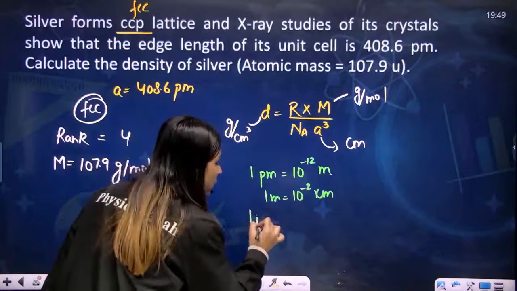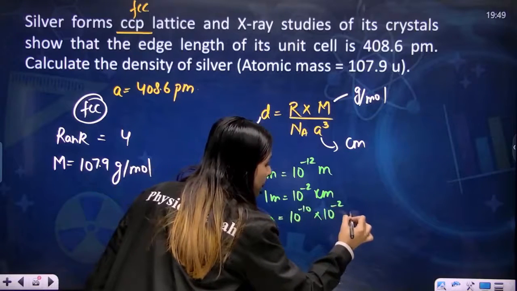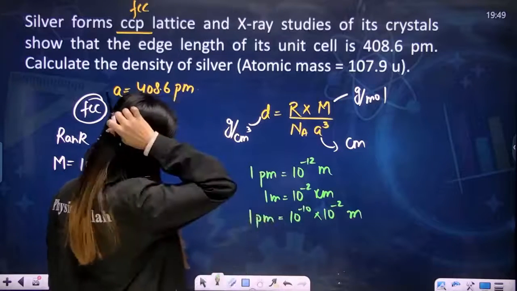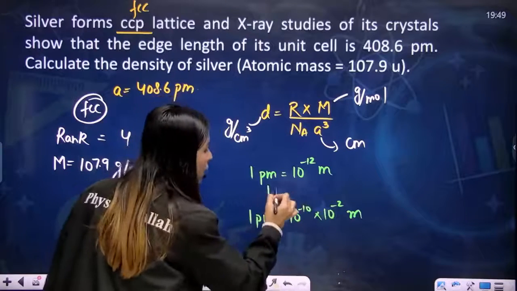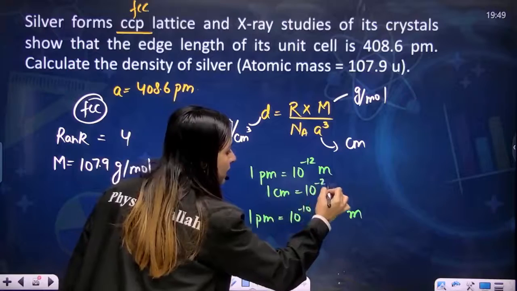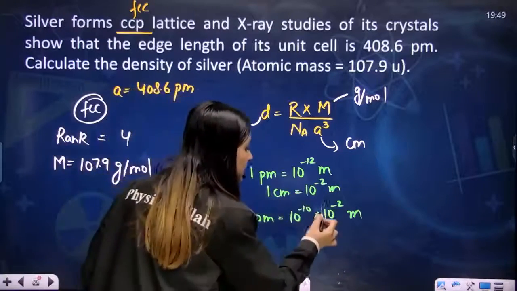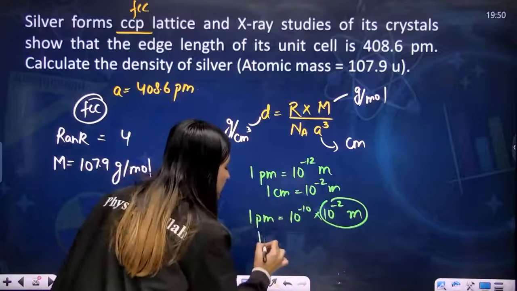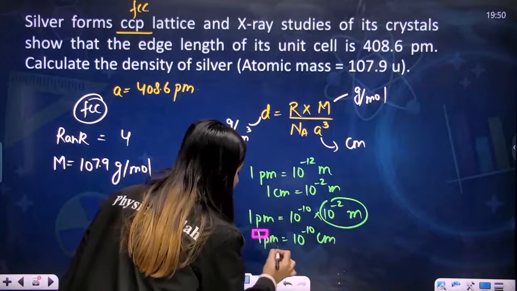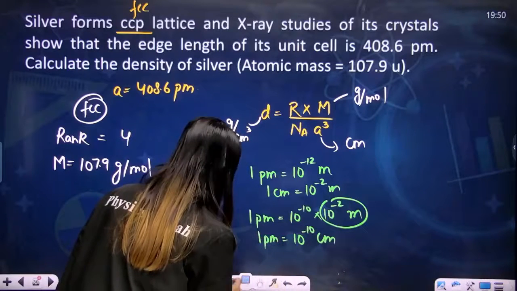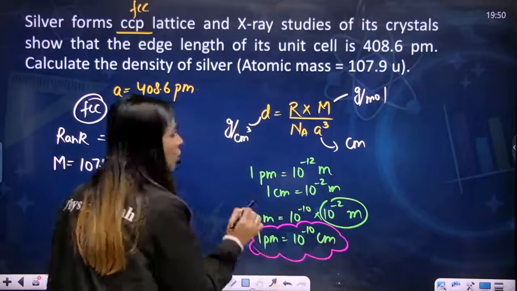So I can write 1 picometer as 10 raised to the power minus 10 into 10 raised to the power minus 2 meters. Just a second, I just made a mistake, my dear students. I'm sorry. 1 centimeter is equal to 10 raised to the power minus 2 meters. So this particular part is actually equal to 1 centimeter. So 1 picometer is actually equal to 10 raised to the power minus 10 centimeters.